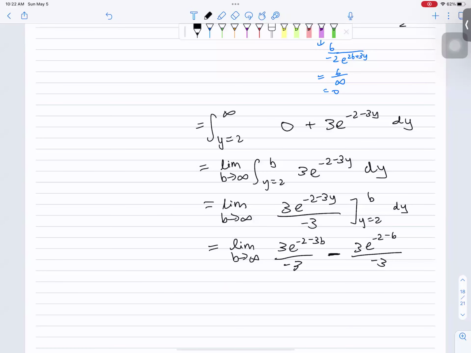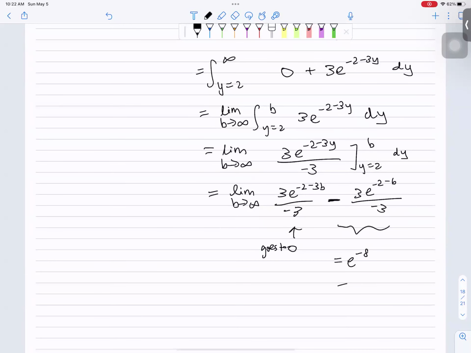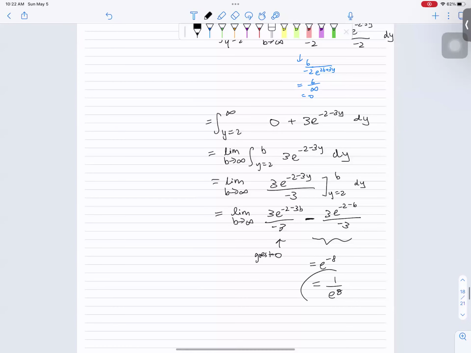Okay, so again, this part goes to 0 because the e I could move to the denominator. This gets super large. The limit of a number over infinity is 0. What about this term over here? I get positive e to the negative 8, or in other words, 1 over e to the 8. Okay, so this was my final answer.